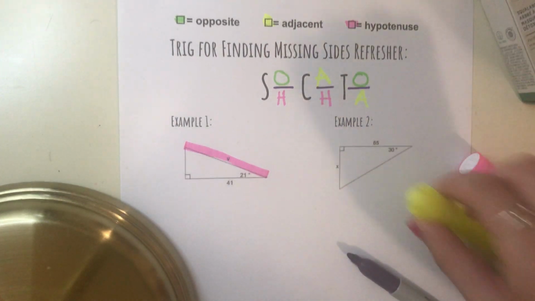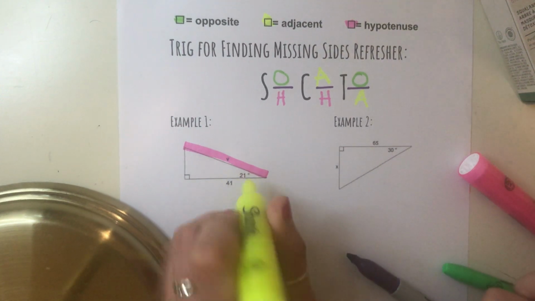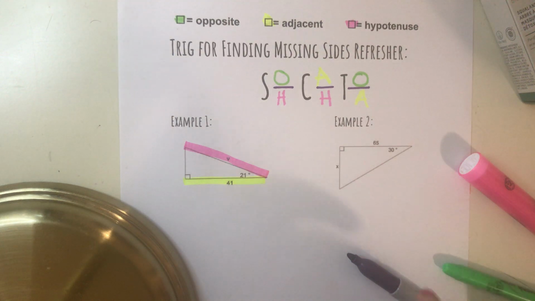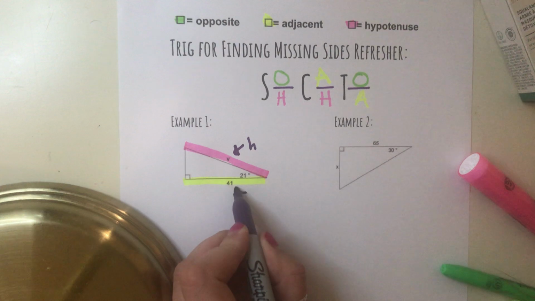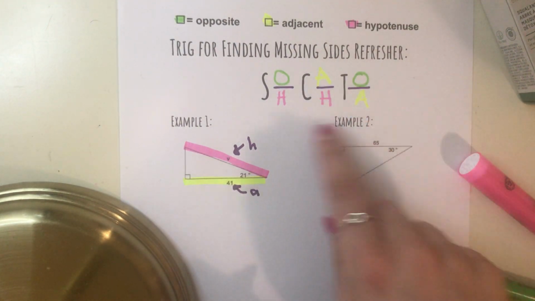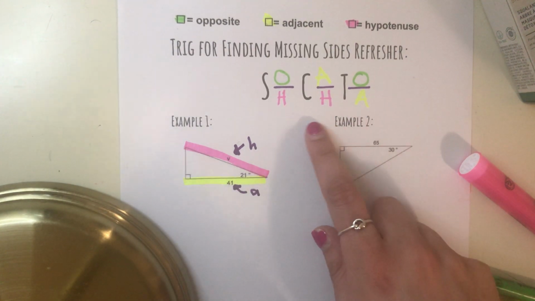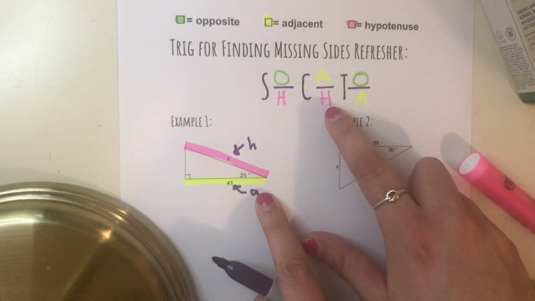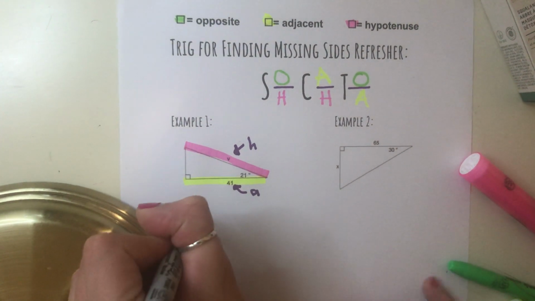Adjacent means next to. So I'm going to highlight that yellow, just like my adjacent word is yellow. So I see that I have a hypotenuse and I have an adjacent. I look at my acronym and I have yellow and pink, so I go to cosine because it's adjacent over hypotenuse. So cosine is going to be the trig function I use.